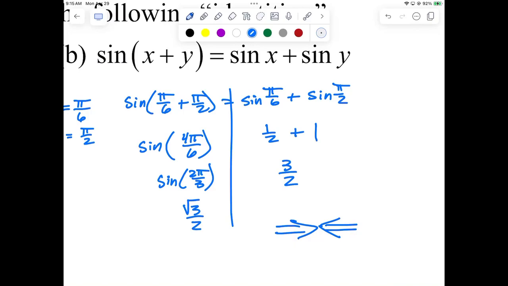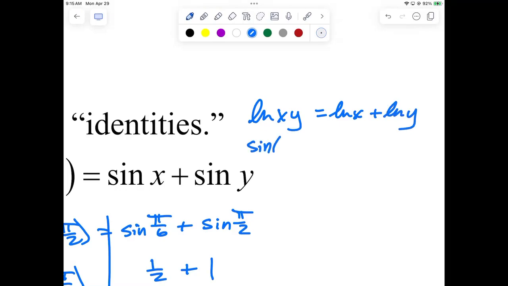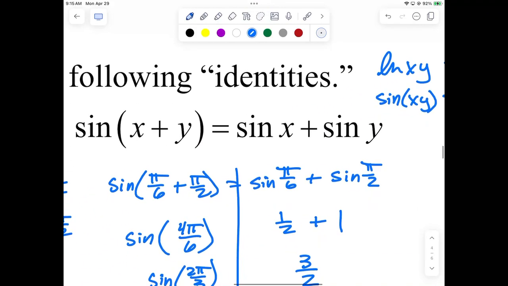What was that? That was the log. You're thinking of logs. The natural log of x times y is the natural log of x plus the natural log of y. But it doesn't work for sine. Sine of x times y is also not equal to sine of x plus sine of y. Now, you're lucky. Sine of x plus y is going to equal something, but it's not sine of x plus sine of y. You cannot distribute something inside of its own angle. So don't ever try it.